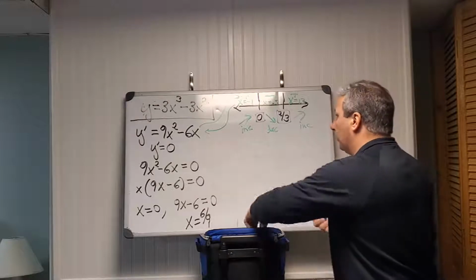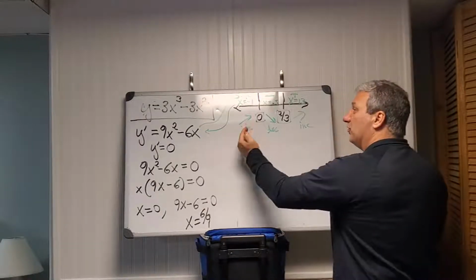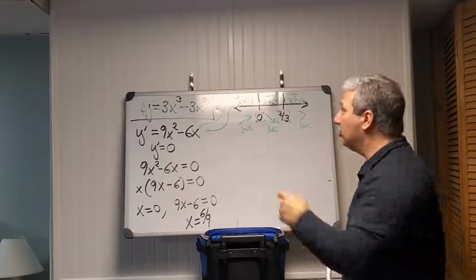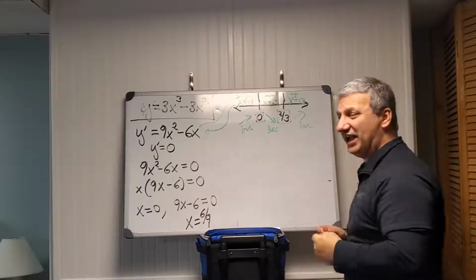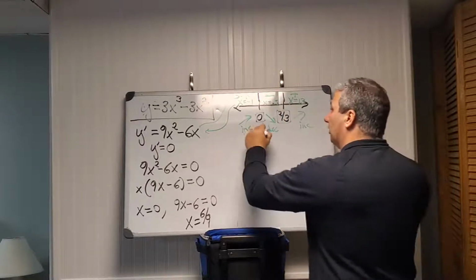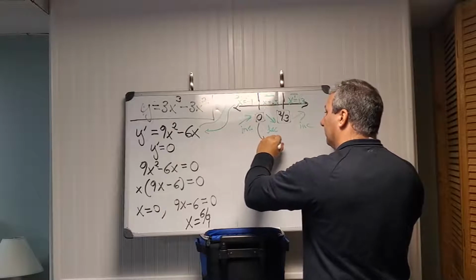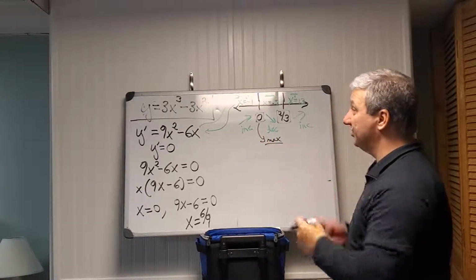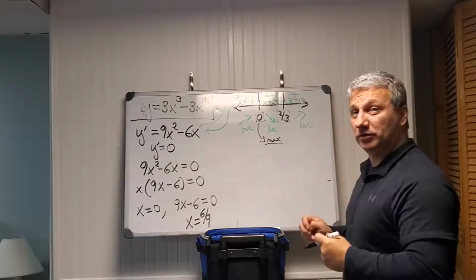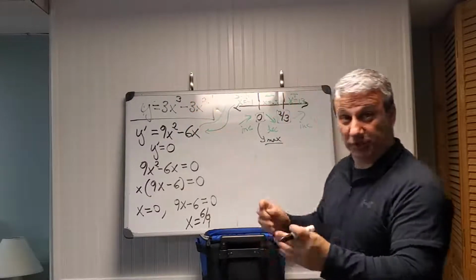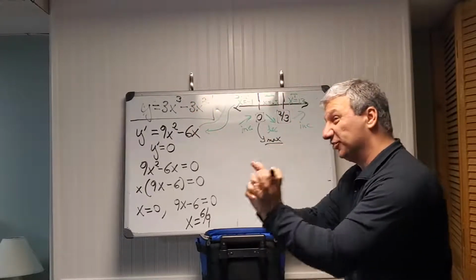All right, so what do I now know? Well, look at this. I go from increasing to decreasing. I go from derivative positive to derivative negative at 0. That makes 0 a maximum. So there's my maximum. My maximum is at 0. And of course, when I plug in 0, I get 0. So the point that's the maximum is (0, 0).